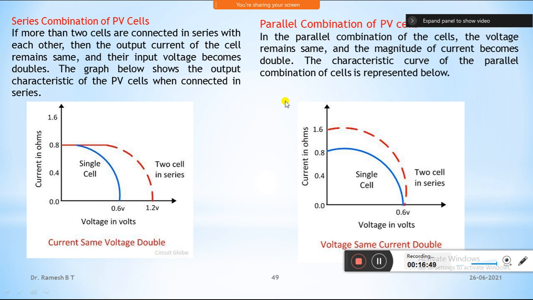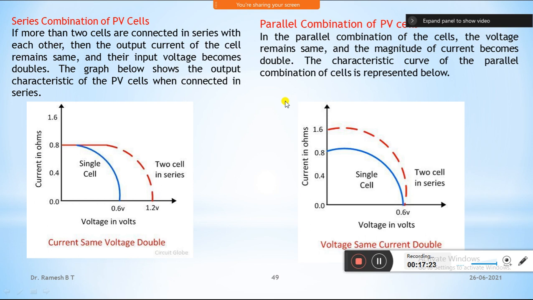Based on this simple concept, some of the characteristics of these PV cells are as follows. The first thing is the theory of IV characterization. And next the short circuit current and open circuit voltage, then maximum power, then fill factor, then efficiency. So these are some characteristics of these PV cells.